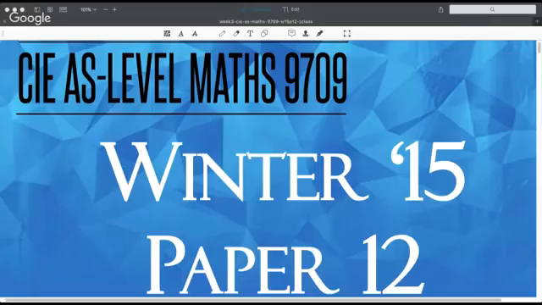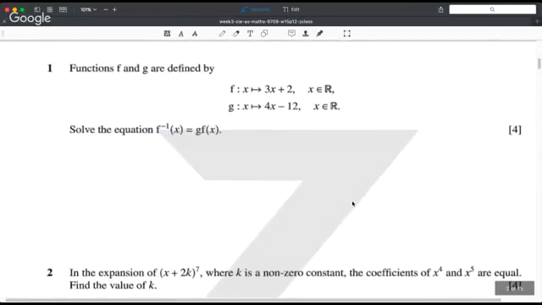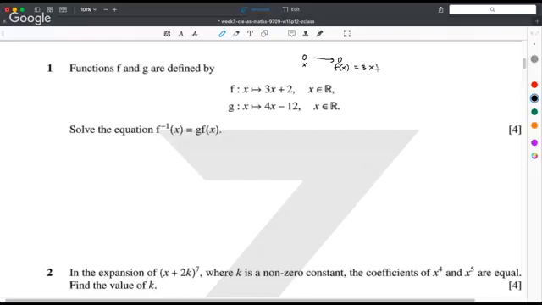Hey everyone, this is week 3 of cycle 2 and we're looking at an AS pure paper again. So the first question really is about knowing function notation. We're used to seeing f of x and so on, and this function notation says that the name of the function is f, that it is a map, so a map is just a correspondence between two things. So it's a map between x and some f of x, where f of x is equal to 3x plus 2.